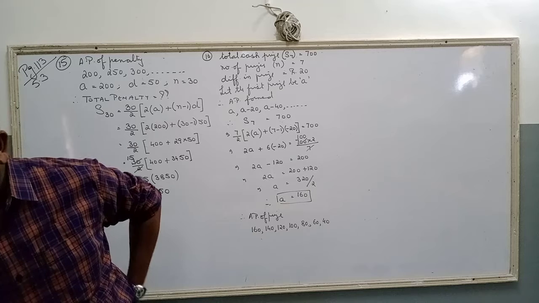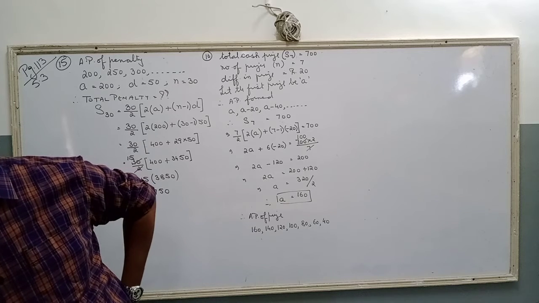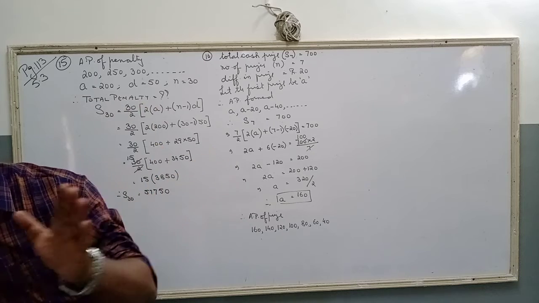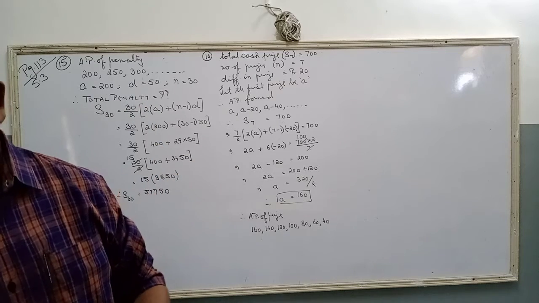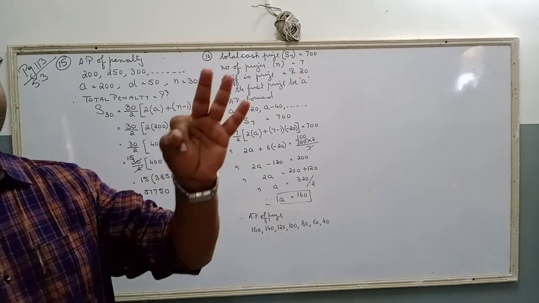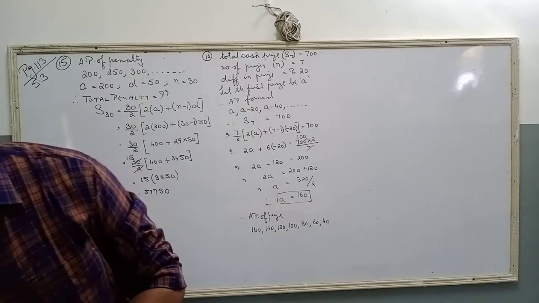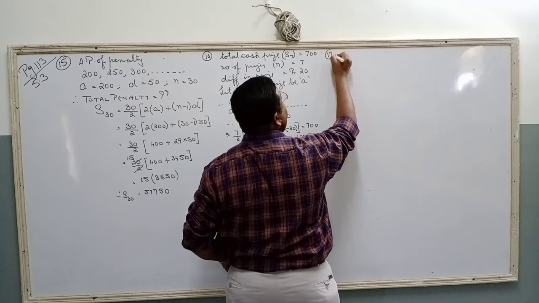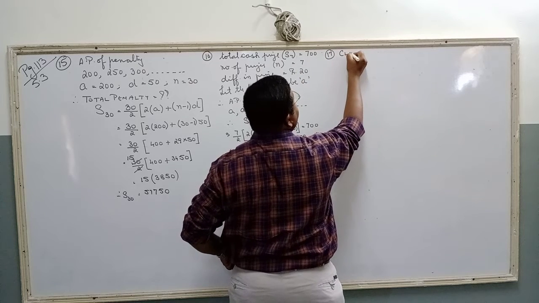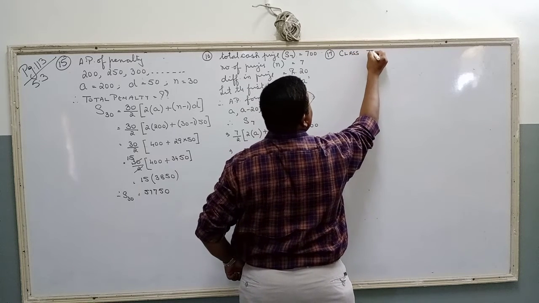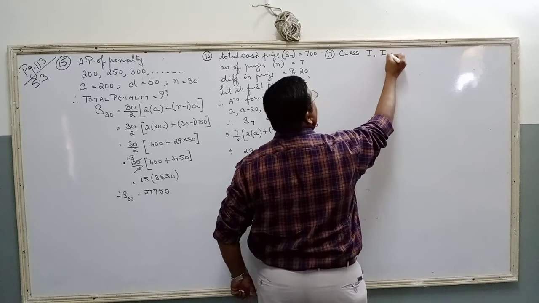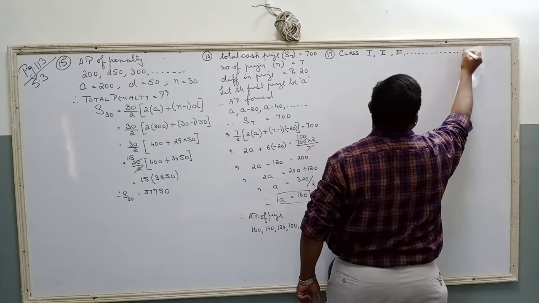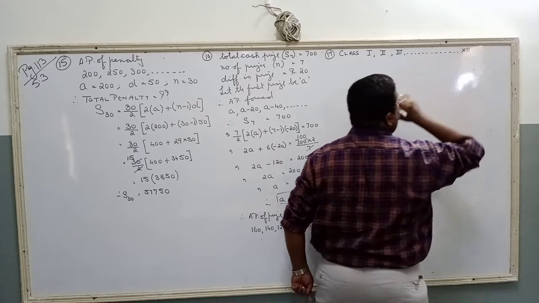For example, a section of class 1 will plant 1 tree, a section of class 2 will plant 2 trees, and so on till class 12. The question says, if there are 3 sections, how many trees are going to be planted? First of all, classes. How many classes? Class 1, class 2, class 3, and so on till class 12.